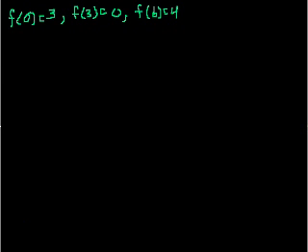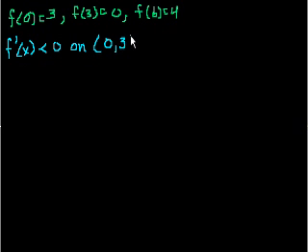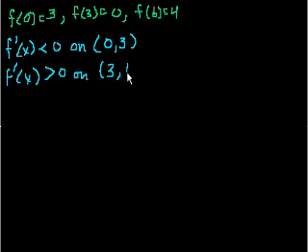They tell us that f prime of x, the derivative, is less than 0 on the open interval 0, 3. So that means not including 0 and 3. And they also tell us that the derivative is greater than 0 on the open interval from 3 to 6. So we can already guess that if we're less than 0 as we approach 3, and we're greater than 0 as we go away from 3, that the derivative must be 0 at 3.